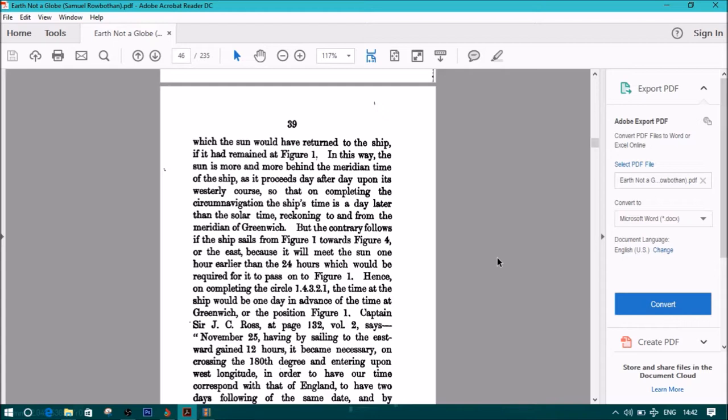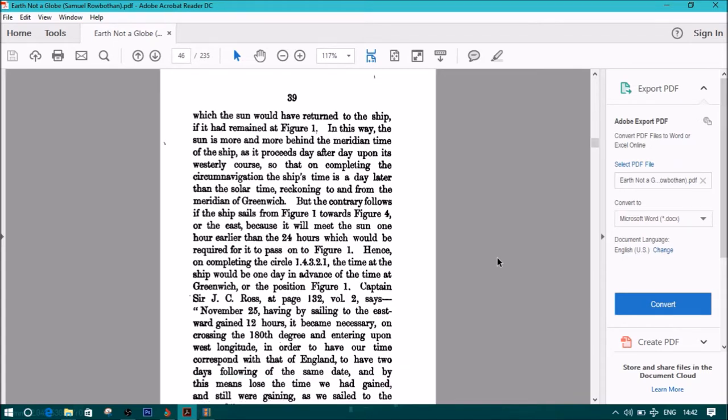But the contrary follows if the ship sails from Figure 1 towards Figure 4, or to the east, because it will meet the sun 1 hour earlier than the 24 hours which would be required for it to pass on to Figure 1. Hence, on completing the circle 1-4-3-2-1, the time at the ship would be 1 day in advance of the time at Greenwich, or the position Figure 1.